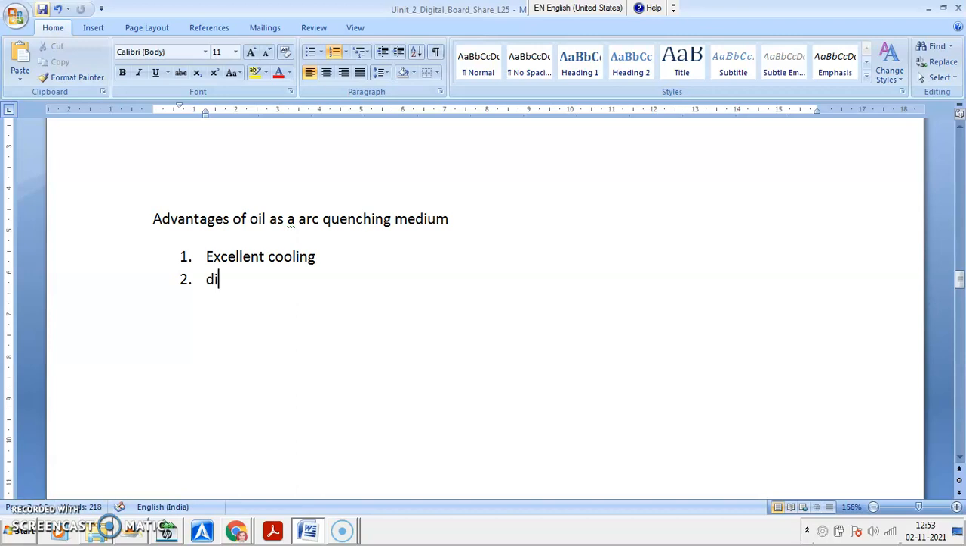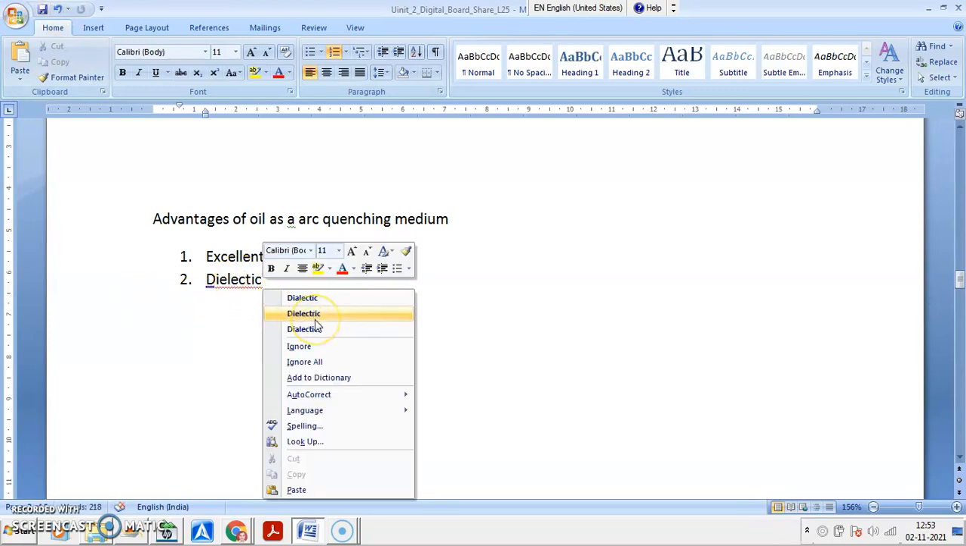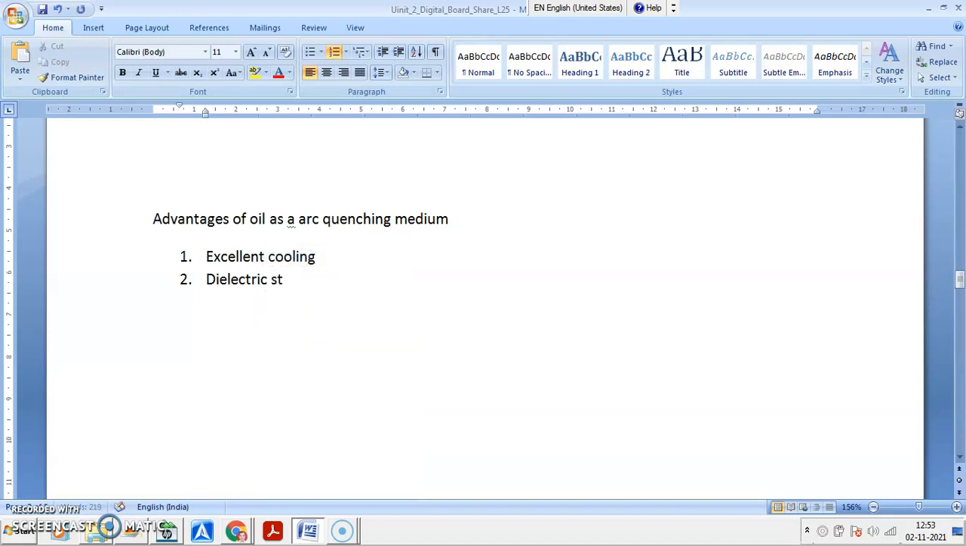Then dielectric strength. Oil has excellent dielectric strength, which is used for quenching. That is the insulating strength, which is inserted in between the contacts of the circuit breaker, and which increases the length of the arc, clears the arcing particles, increases deionization and extinguishes the arc.